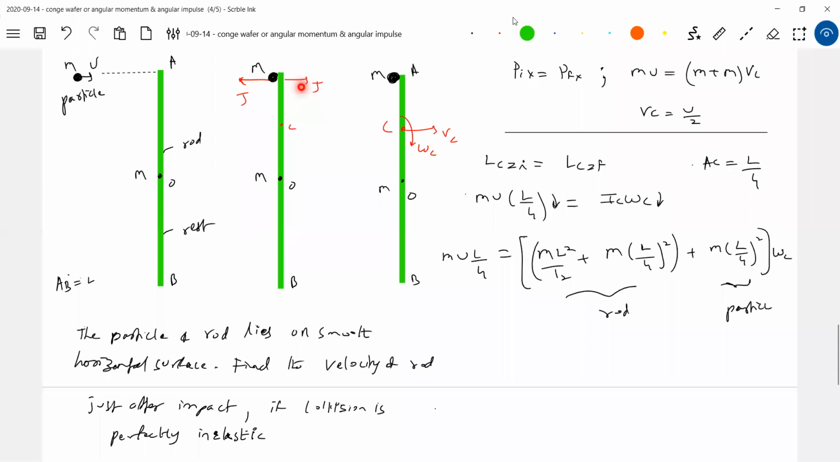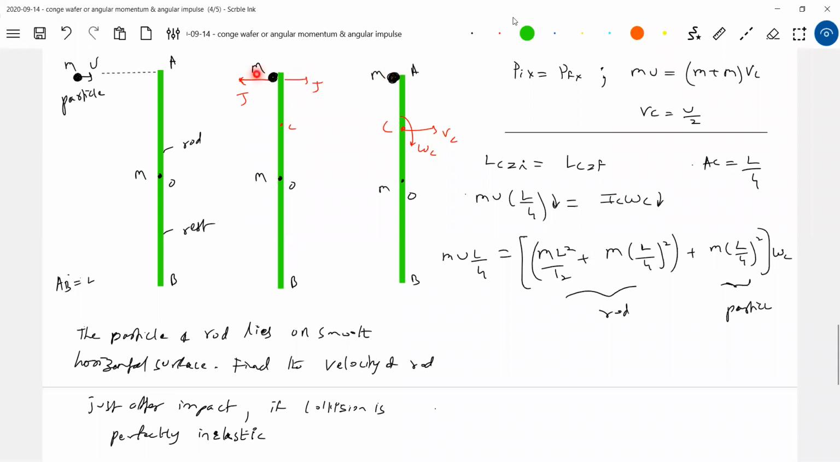What is the net angular impulse? 0. As the net angular impulse is 0, initial angular momentum should be equal to final angular momentum. Now you ask what makes the rod rotate? The same impulse only. This impulse will decrease the linear momentum of the particle. The same impulse will impart momentum and also set up angular impulse.